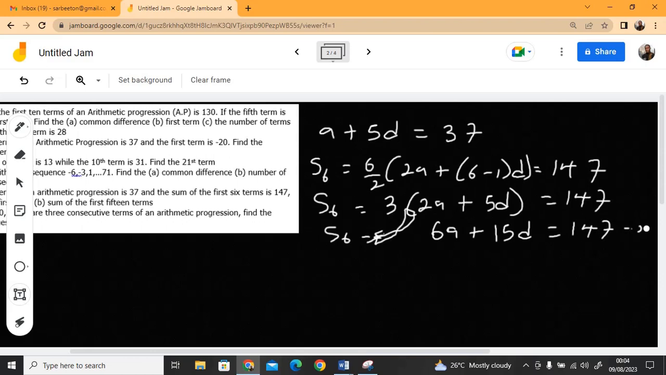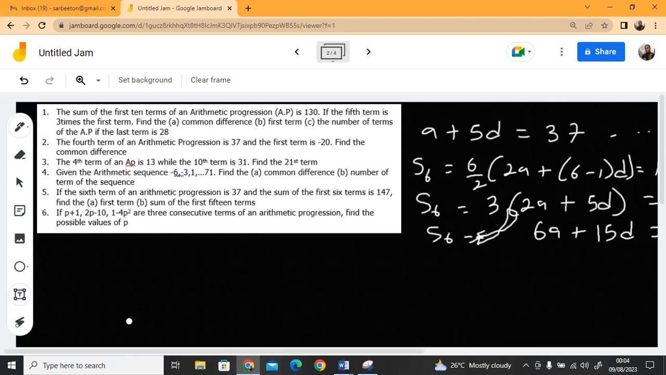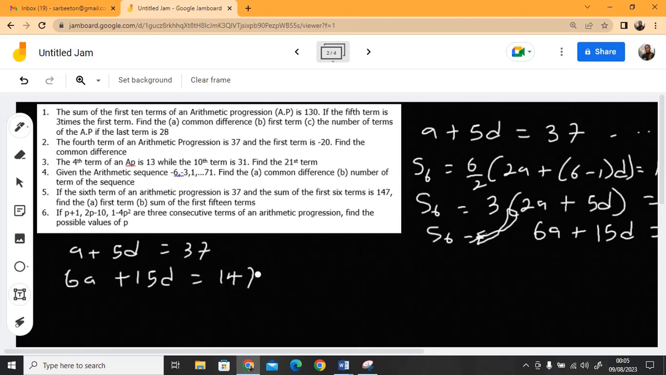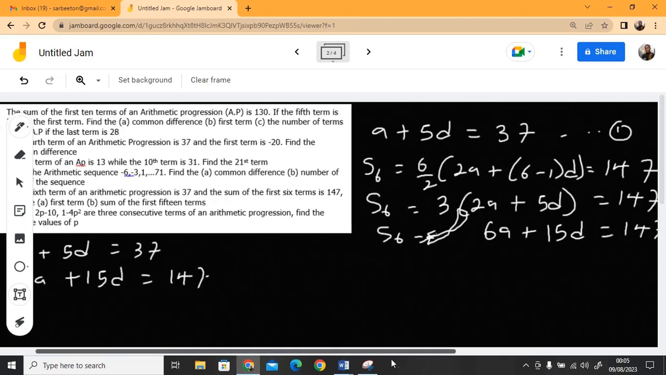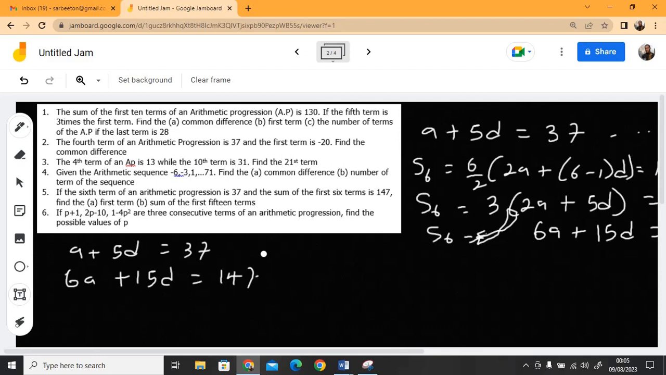So this one is equation 2, while the first one is equation 1. We solve these to get the value of a and the value of d. So I'm going to write it here so that you can see what I'm doing. The first one is a plus 5d equals 37. And the second one is 6a plus 15d equals 147. I don't want to make a mistake here. So this is 147.